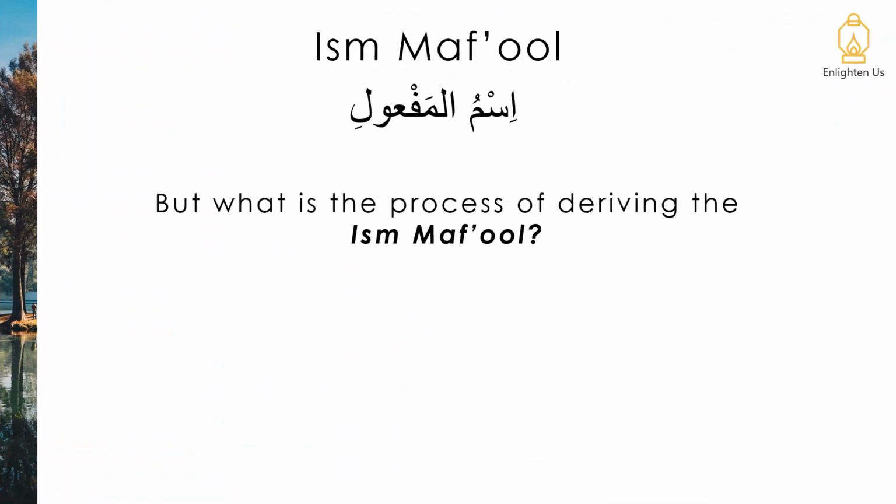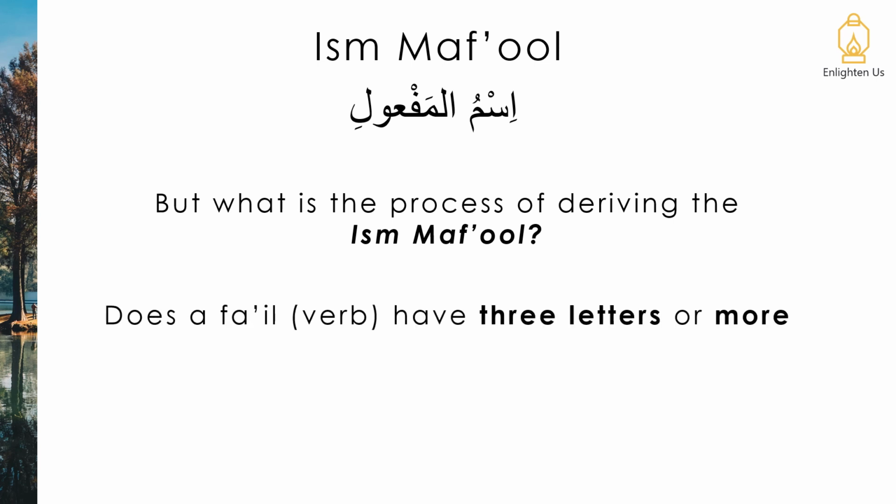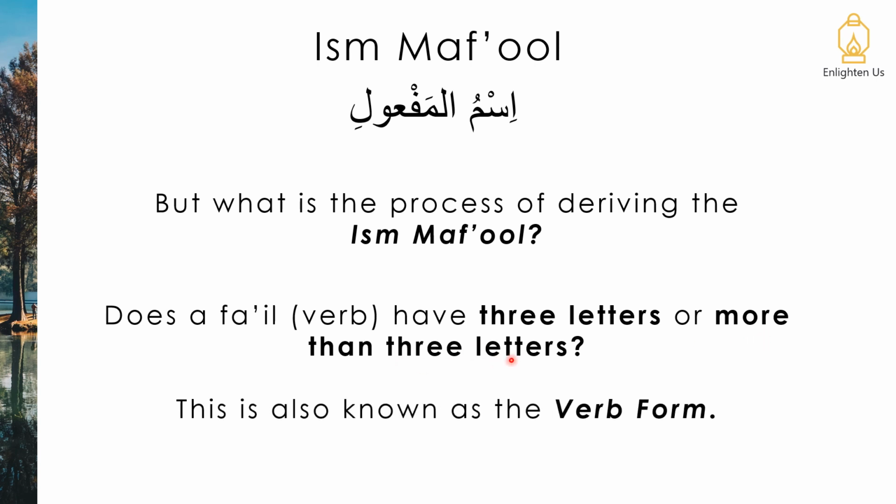But what is the process of deriving the Ism al-Maf'ool? How do we arrive at the Ism al-Maf'ool? Well, this depends, like the Ism al-Fa'il, on whether our verb, whether our fi'l has 3 letters or more than 3 letters. Now, this is also known as the verb form, and we'll look at verb form in much more detail later. But for today, remember the 2 categorizations for our fi'l, for our verb, 3 letters or more than 3 letters.